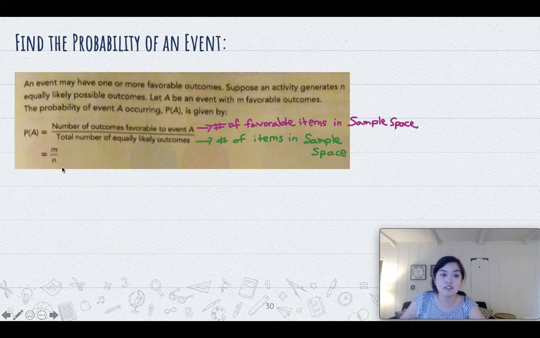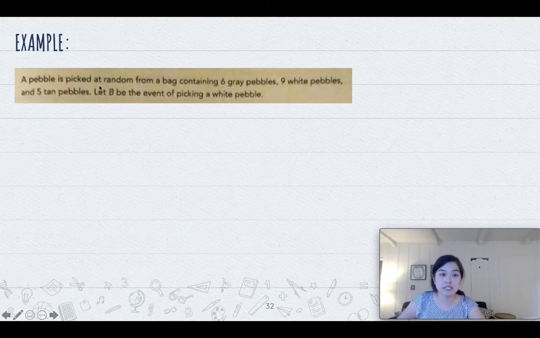And again, they denote n as the number of favorable items in the sample space and N as the number of items in the sample space for event A. So let's look at this example. A pebble is picked at random from a bag containing 6 gray pebbles, 9 white pebbles, and 5 tan pebbles. Let B be the event of picking a white pebble.